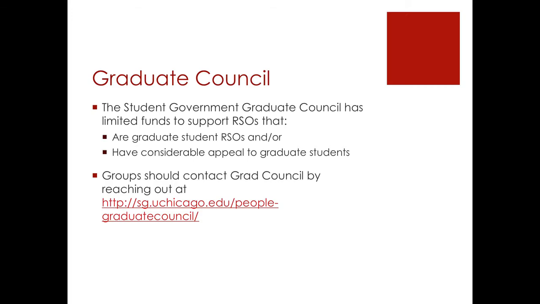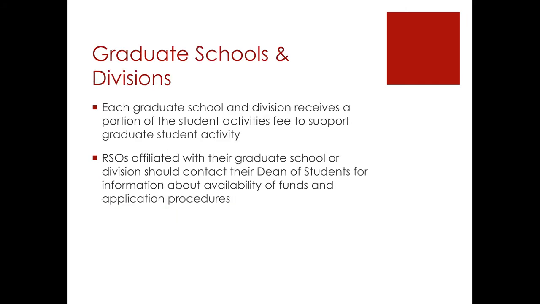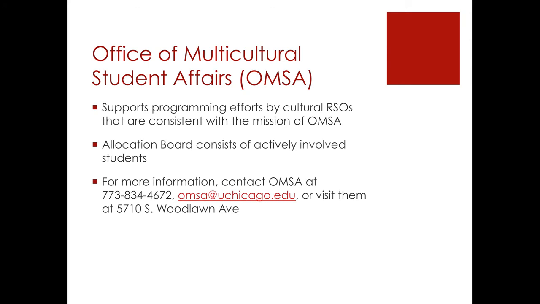The Student Government Graduate Council has limited funds to support RSOs that are either grad student RSOs or have considerable appeal to grad students. Groups should contact Grad Council about these funding opportunities by reaching out at the link provided in the Dig Deeper section of this module. Additionally, each graduate school and division receives a portion of the student activities fee to support grad student activity. RSOs that have an affiliation with their graduate school or division should contact their Dean of Students for information about availability of funds and application procedures.